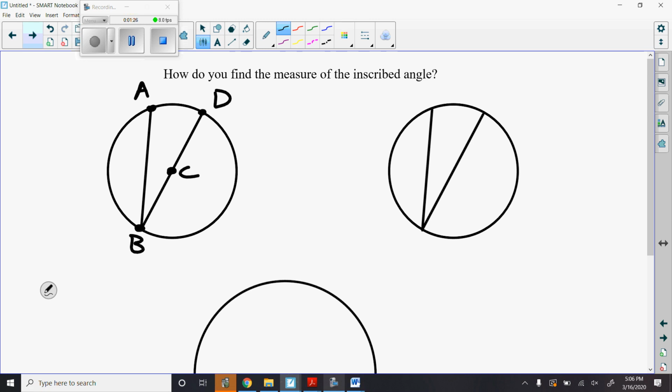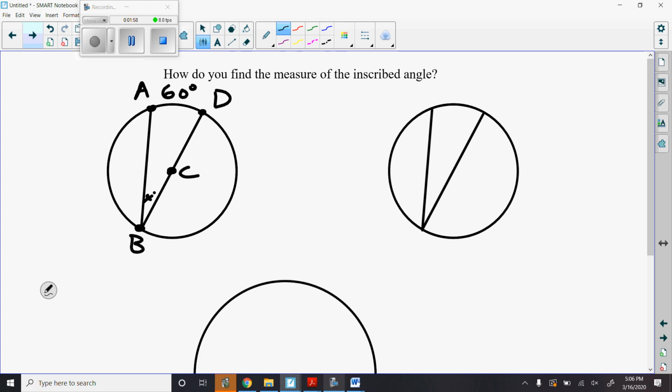So let's say that I know this arc AD has a measure of 60 degrees. So, knowing that that bend is a bend of 60 degrees, that arc AD, what would be the measure of angle ABD? This is what we're trying to find down here. X degrees. What would that be?